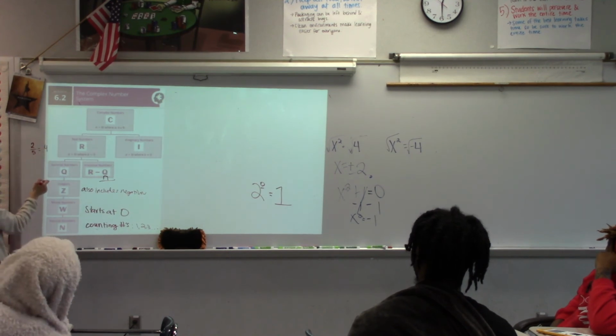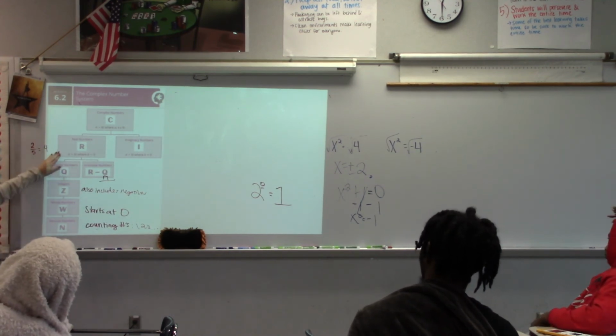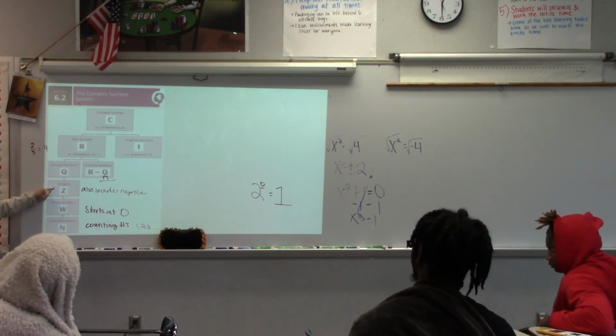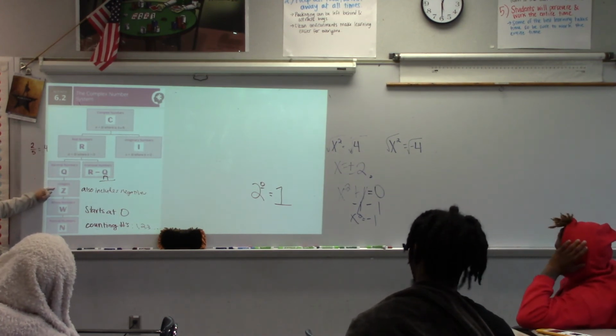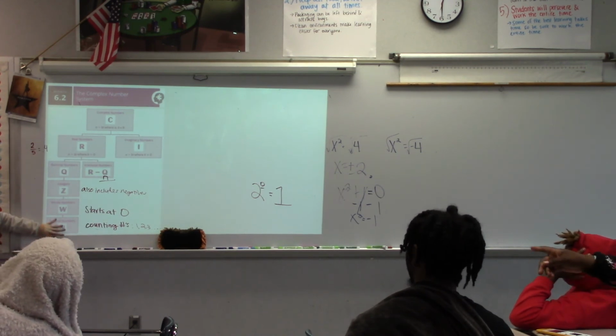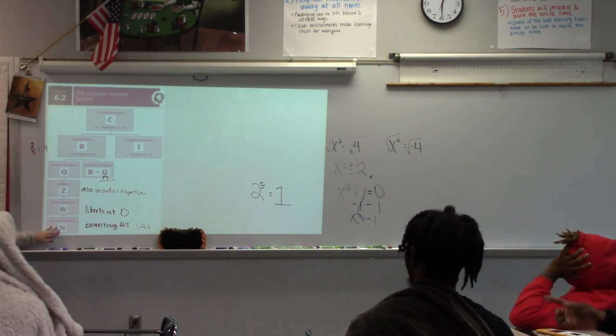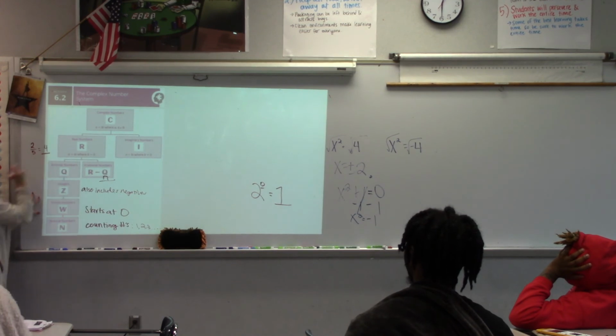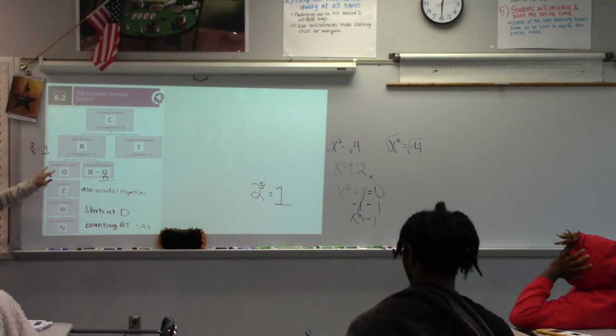Is that an integer? No. Is it a whole number? No. Is it a natural number? Remember, do our natural numbers include decimals? No. Do our whole numbers include decimals? No. Do the integers include decimals? No. What about rational numbers?